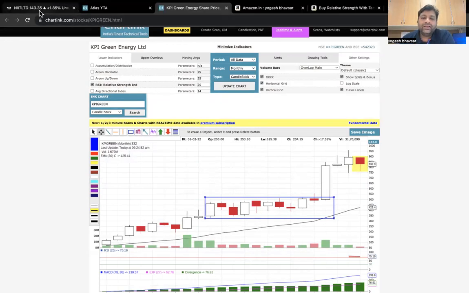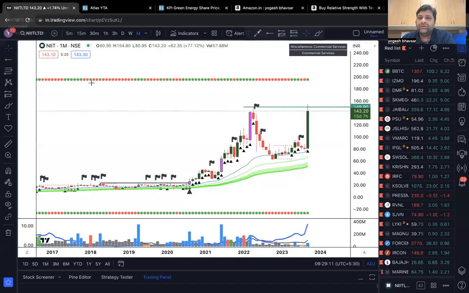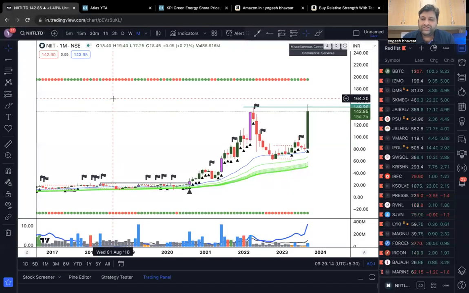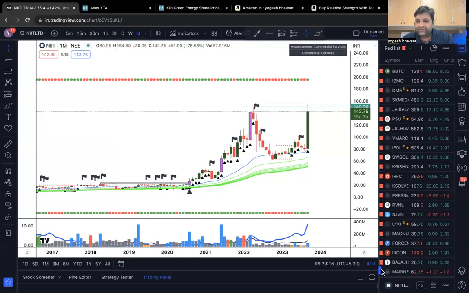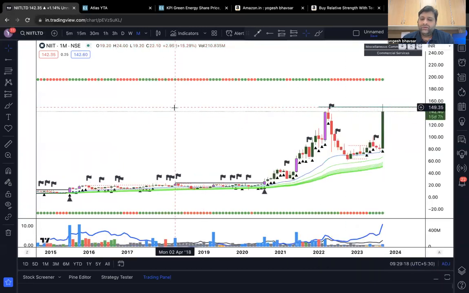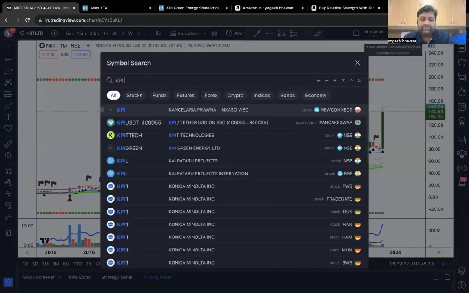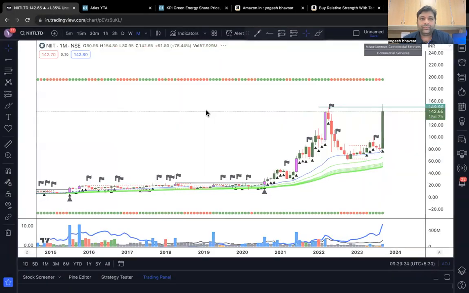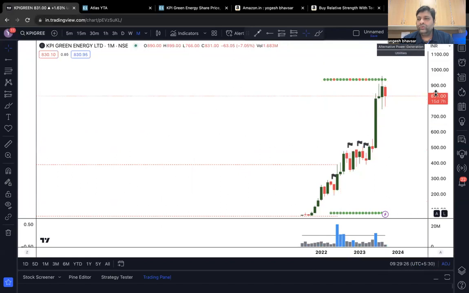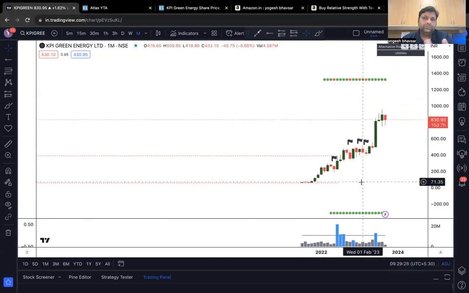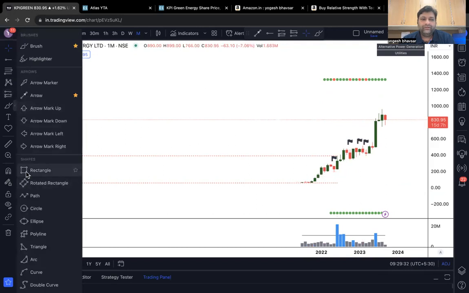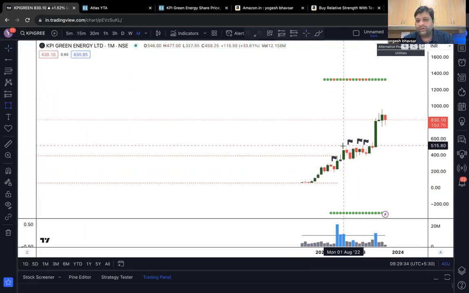So what I do is, if I get a good consolidation in a good fundamental stock, all I have to do is shift this, guys. I just go and check it on my YTA system, that is KPI Green, and go through a lot of time frames, from monthly, weekly, daily. Now if you see on the monthly time frame, the area I was talking about is this area.